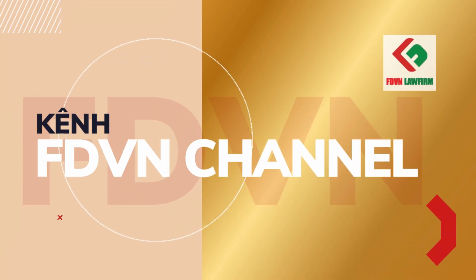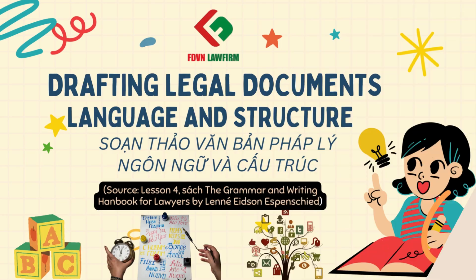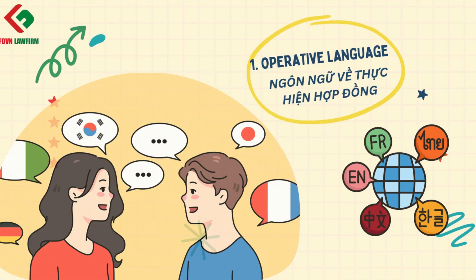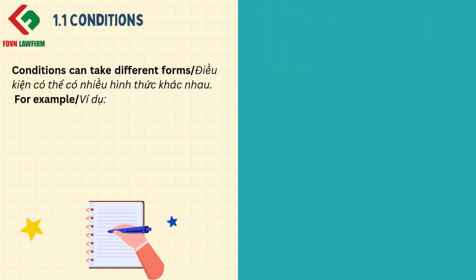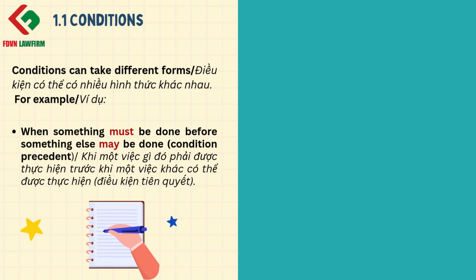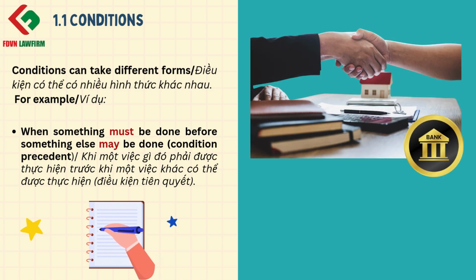In today's video, we will introduce a new vocabulary lesson on the topic of drafting legal documents, language and structure. 1. Operative language. 1.1 Conditions. Conditions can take different forms. For example, when something must be done before something else may be done, condition precedent.